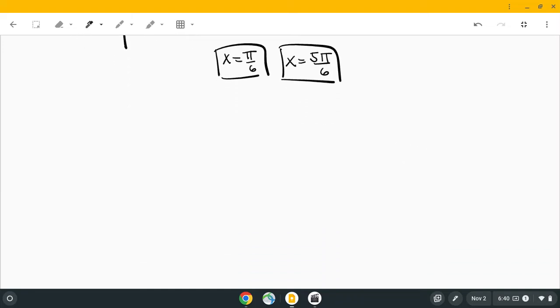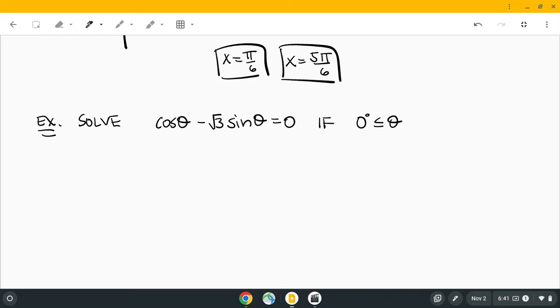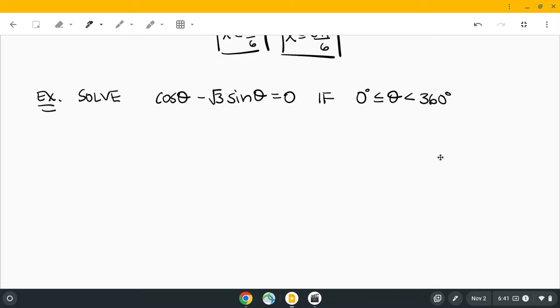All right, one last example. Let's take a look at this. Solve cosine theta minus square root 3 times sine theta equals 0 if theta is between 0 degrees and 360. Okay, so we're back to degrees again. All right, so let me bring this down. Cosine theta minus square root 3 sine theta equals 0.